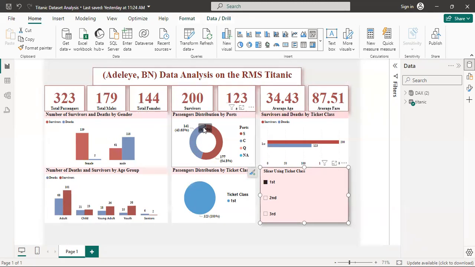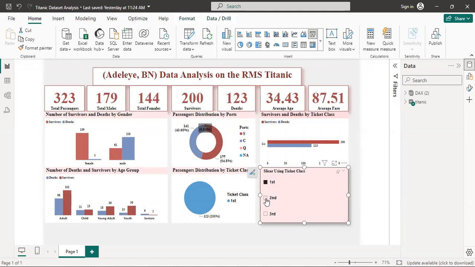Same thing, all the graphical depictions here will change. For instance, the number of survivors and deaths by gender also changed using the first-class slicer. Here we can see that more females holding first-class tickets survived, 139, while only 5 of them passed away. Looking at the males, 61 first-class holders survived, while 118 died. Also looking at the number of passengers by age group, we can see the distribution across the different age groups. And also, most of the first-class ticket holders got on at the Southampton port.